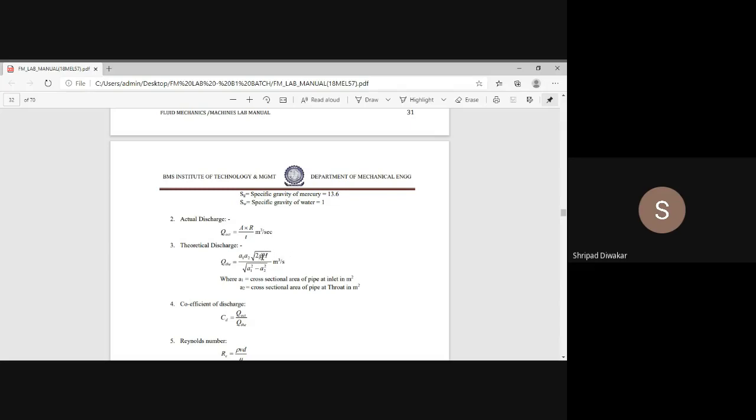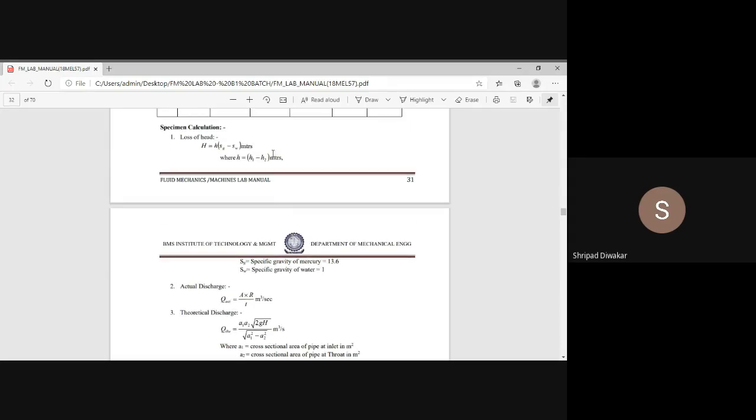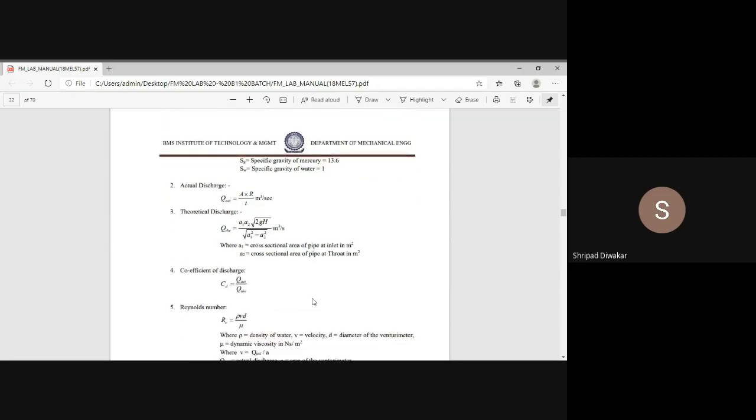Square root of 2gH. 2 is constant. g is acceleration due to gravity. Always take the value of g as 9.81. Capital H we calculated using the formula small h into (Sg minus Sw). Okay. And then once we know actual discharge and theoretical discharge, the next step is to find the coefficient of discharge. Coefficient of discharge is the ratio of actual discharge divided by theoretical discharge.